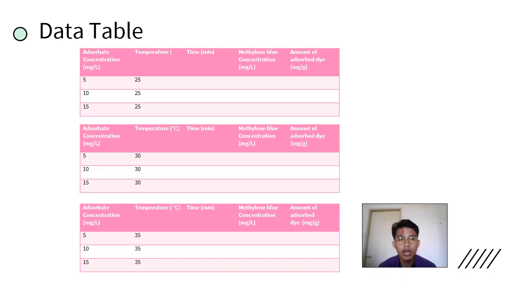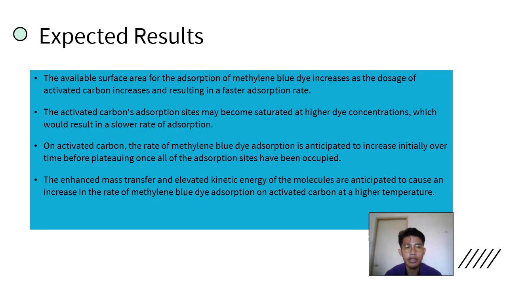For data table, we will use this table to jot down all the values that we will obtain later while conducting the experiment. The expected result that should be obtained at the end of the experiment. First, the available surface area for the absorption of methylene blue dye increases as the dosage of activated carbon increases, resulting in a faster absorption rate.